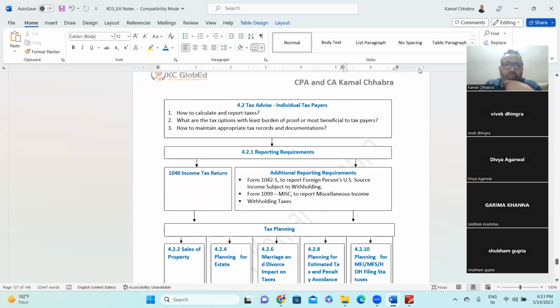So what comes to your mind when you think about tax advice? That means you are advising the individual how best he can implement the law and make sure his tax liability would be minimal, or he'll be complying with all the regulatory requirements, right? Yes or no? When you think about advising tax for an individual, what comes to your mind generally?